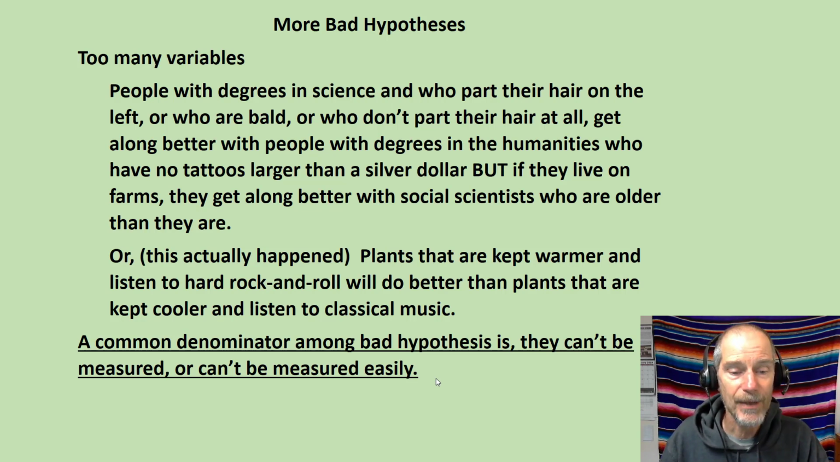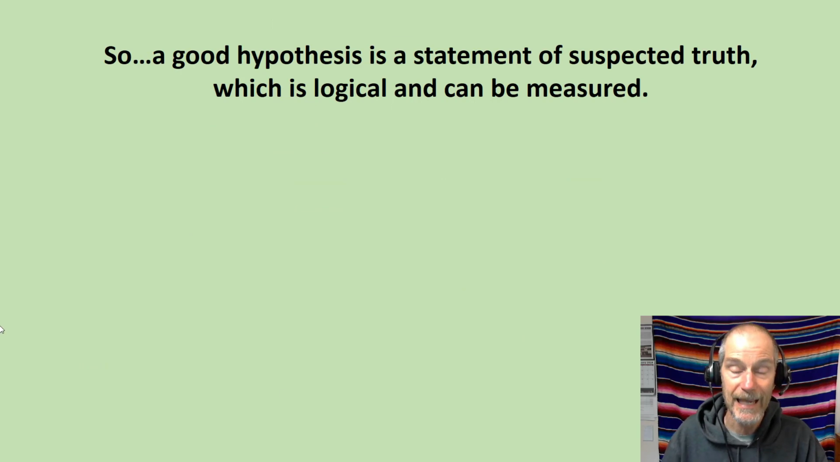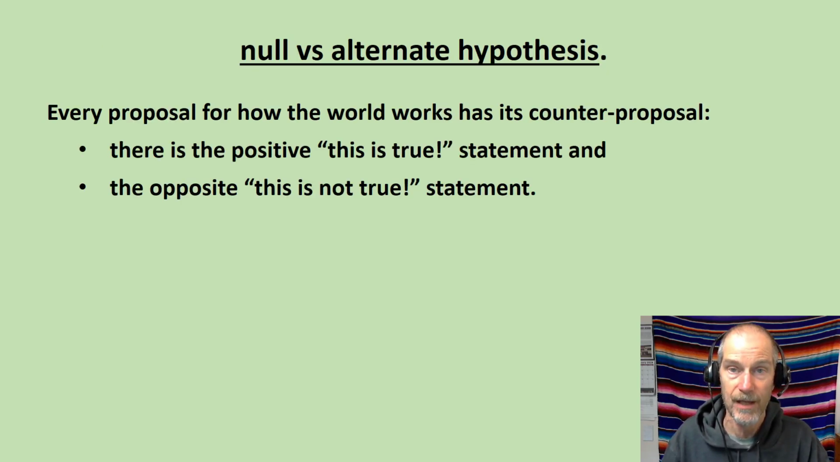Okay, a common denominator among bad hypotheses is that they can't be measured, or they can't be measured easily. So make sure whatever you are doing will yield a measurable result. And by measurable, I mean you can put numbers to it, actual numbers. Talk more about that later. So a good hypothesis is a statement of suspected truth which is logical and can be measured.